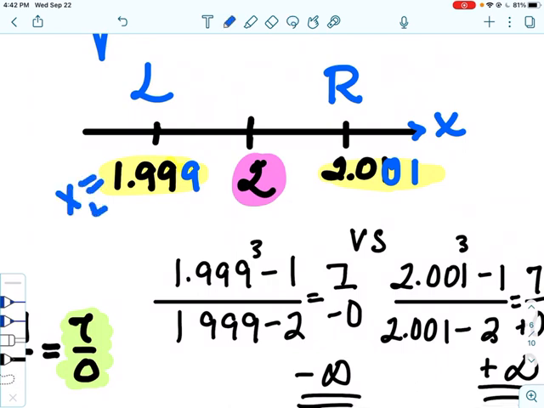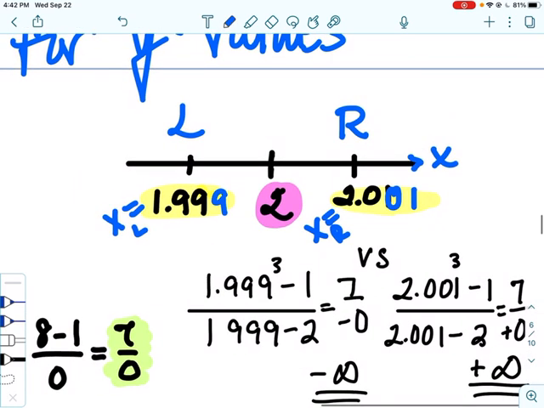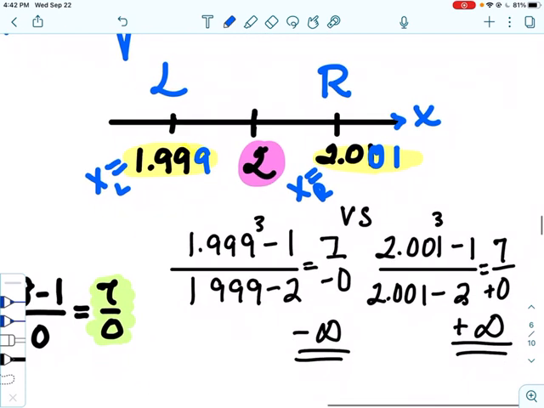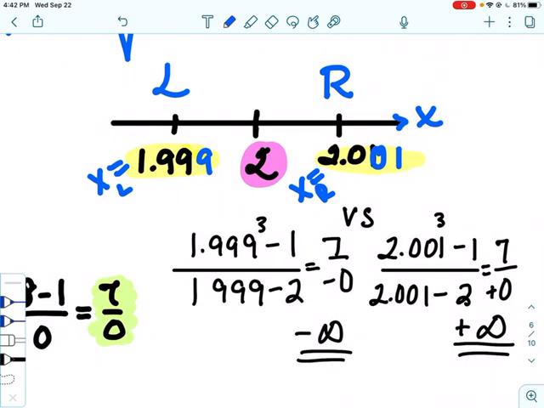It's 1.99, and my x on the right is then going to be 2.001. You can see now, you don't really have to do any math with this other than the fact that at the top, it's 7. It's maybe around 7, but it doesn't really matter for our purposes. We're looking at the denominator, and we want to find out what kind of zero it is.